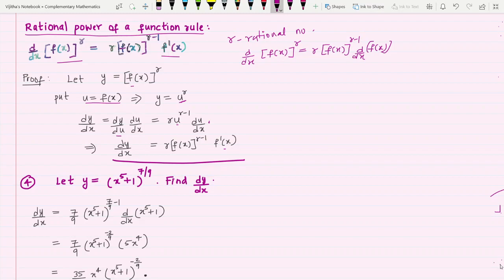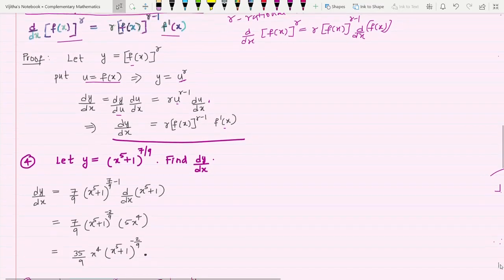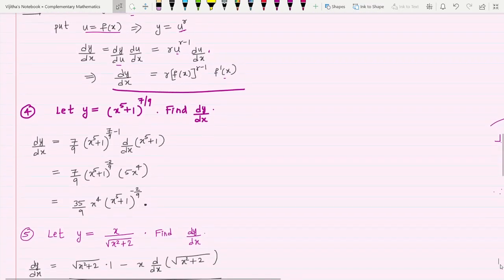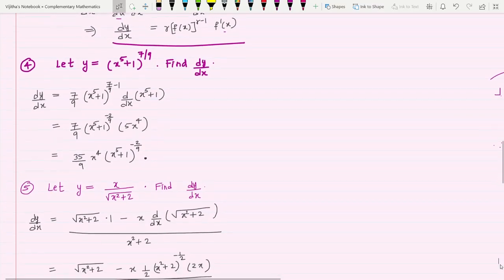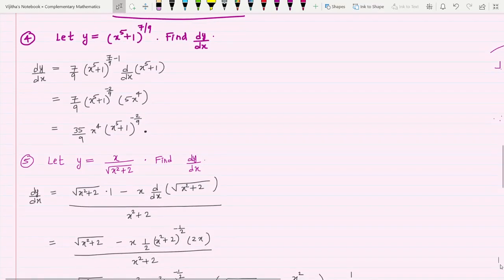Now we will see a problem. Let y equal to (x^5 + 1)^(7/9). We have to find dy/dx. So here you have a function of x. Again we can use the power rule.